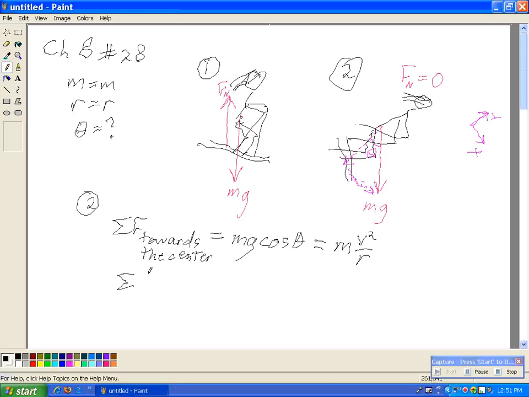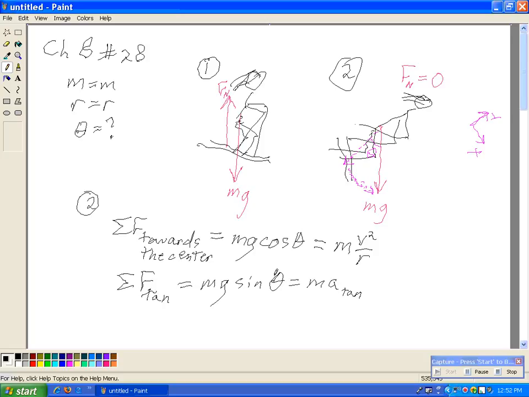Let's look at the sum of the forces in the other direction, because we only took account of this component. There's also this component. Well, that would be in the x direction. So sum of the forces tangent to the circle would be mg sine theta. Here it's a different acceleration. It's not an acceleration towards the center, it's the tangential acceleration.